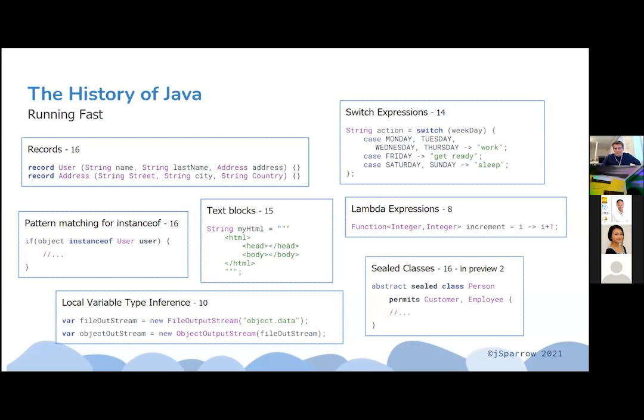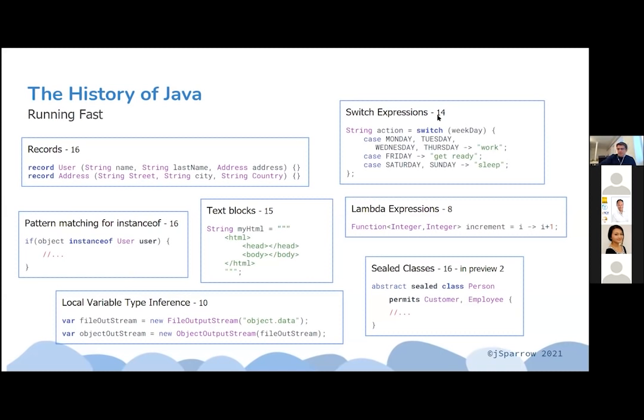Recently Java 16 was released, and with Java 16 we saw, for example, records and pattern matching for instanceof, while sealed classes are still a preview feature. They will be there soon. In Java 15 we saw text blocks. That's also an interesting feature for writing string literals without having to escape all the special characters and so on.